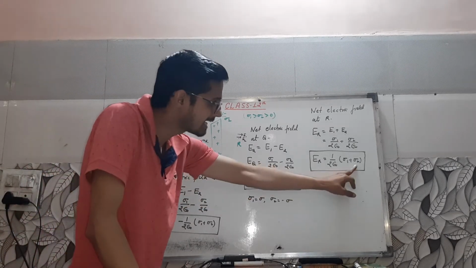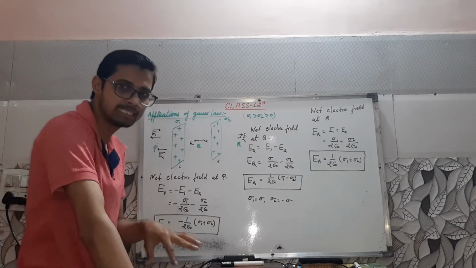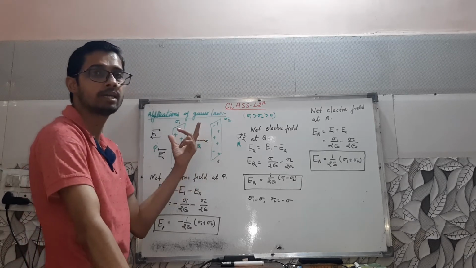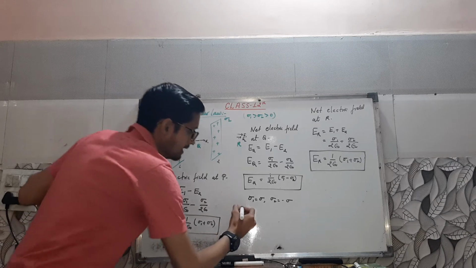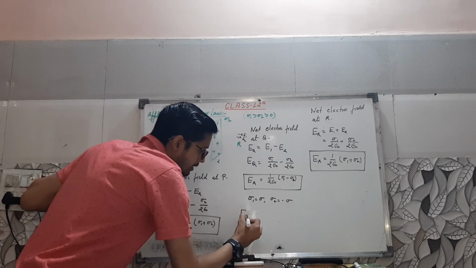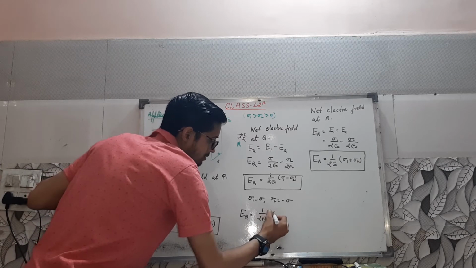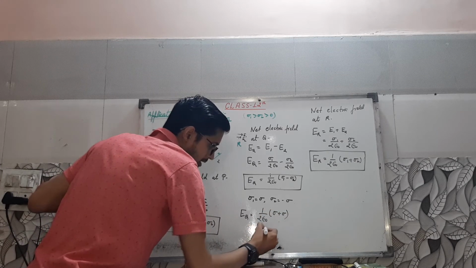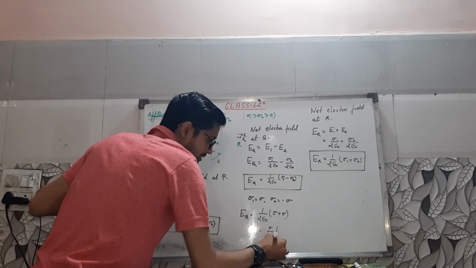Outside the plate, third, again electric field is 0. It means that electric field exists only in between the two plates if both of the plates have opposite charge. So electric field at point Q in this case is 1 upon 2 epsilon naught into sigma plus sigma, so it becomes sigma upon epsilon naught, which is again constant.